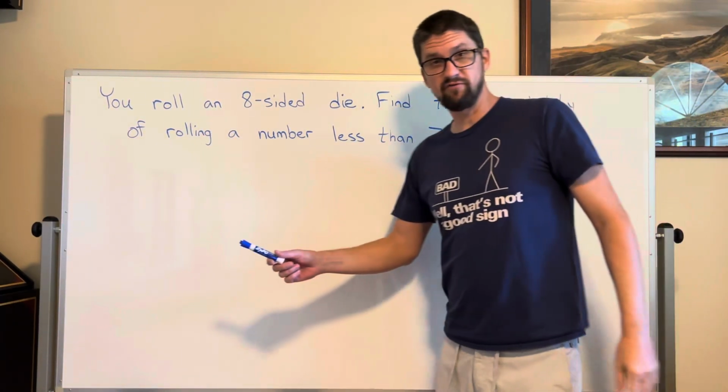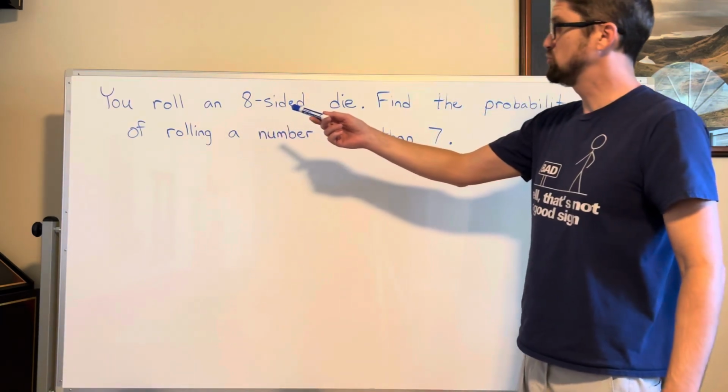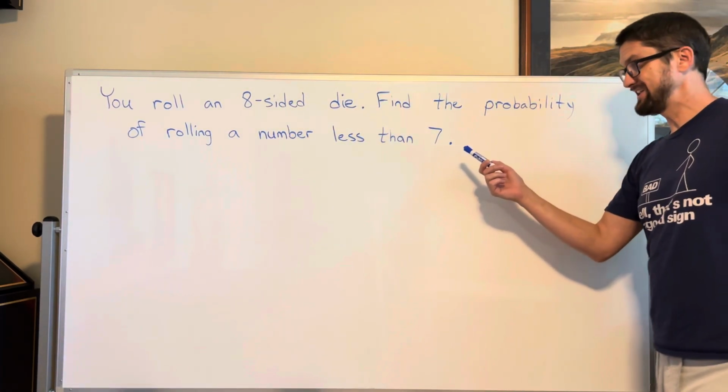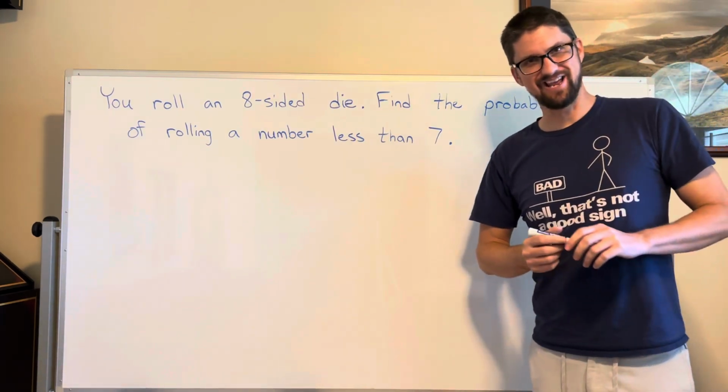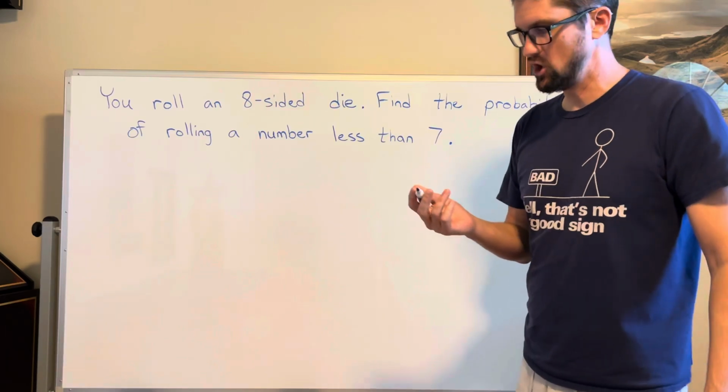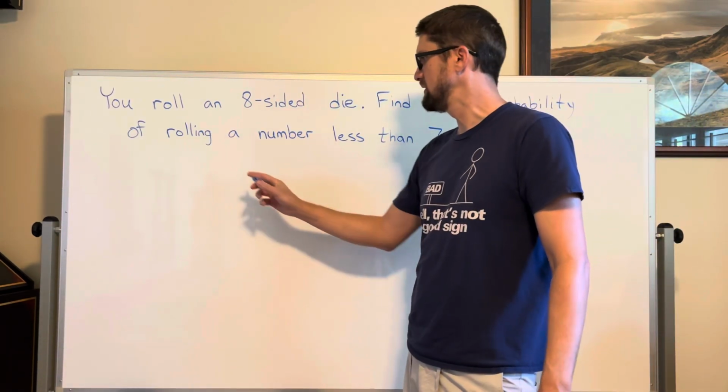So to find the probability of a basic event today, you roll an 8-sided die. Find the probability of rolling a number less than 7. First thing you gotta do is figure out what all the possible outcomes are gonna be.